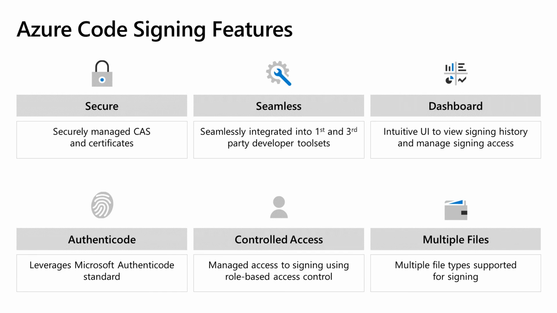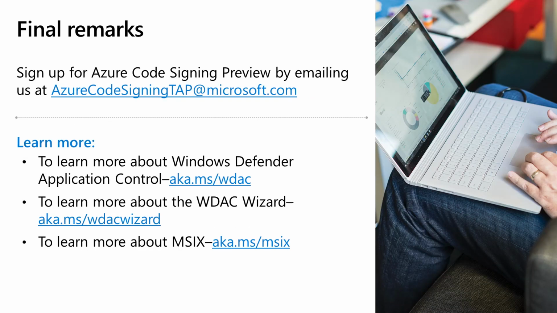Some key features I want to highlight about Azure Code Signing is that it's secure and seamless. It'll integrate with first and third-party toolsets. You'll be given a dashboard so that you get to see the signing history as well as manage who gets to use this service. You'll leverage Microsoft's proven expertise when it comes to code signing, and the service will support multiple files. So in the demo, you saw that it was signing an MSIX package, but it will also support multiple file types.